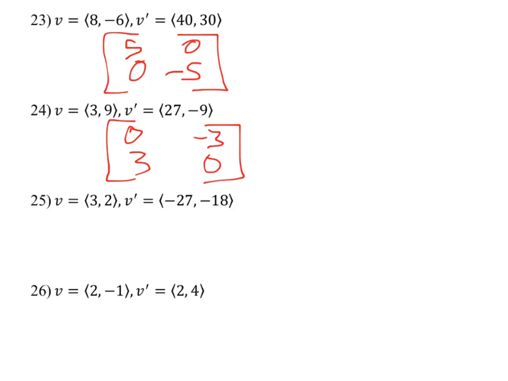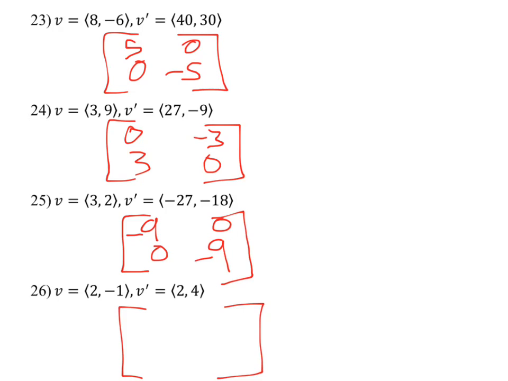On 25, there was a typo on the printed version. Make sure you make the quick adjustment. That should be 3 instead of 8. Anyway, you start out at 3, 2, and you end up at -27, -18. That is multiplying by 9 on both numbers, specifically -9. And we didn't have to change the order, so just -9s down the main diagonal, 0s along the other way. And that brings us to our last matrix.